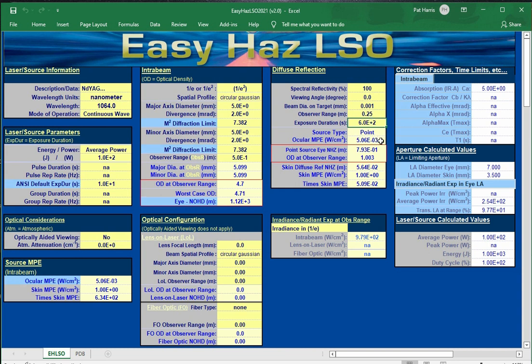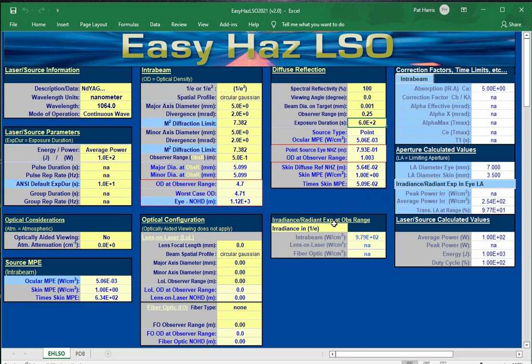We have an NHZ of about 0.8 meters, so it's a pretty significant NHZ, diffuse reflection hazard. The OD at observer range should be about 1. Do we have a skin hazard from this, from the diffuse reflection? No, we don't. This is under 1, so there's no diffuse skin hazard from this particular laser.